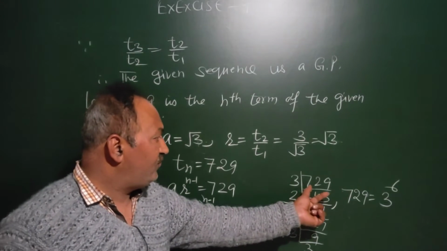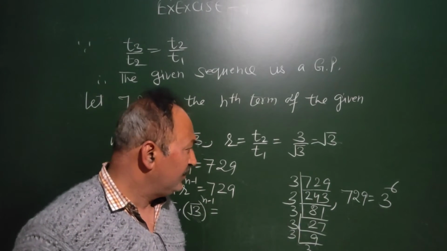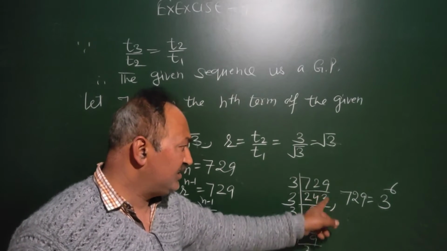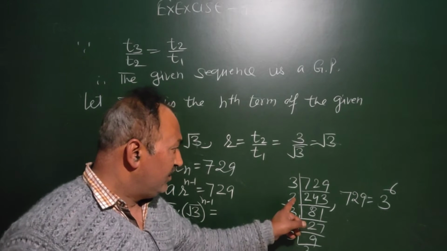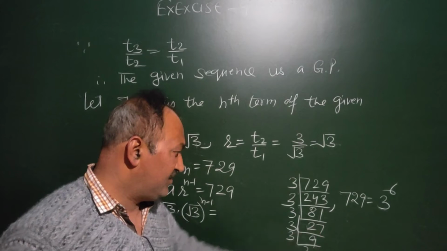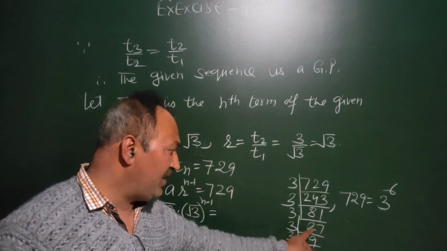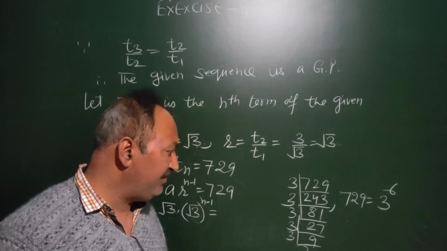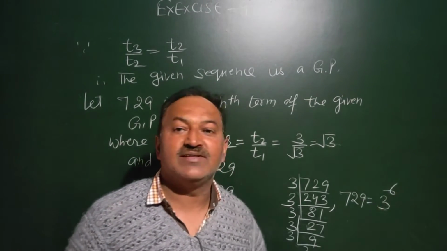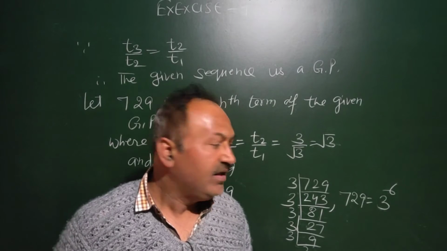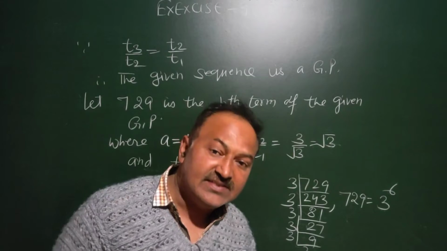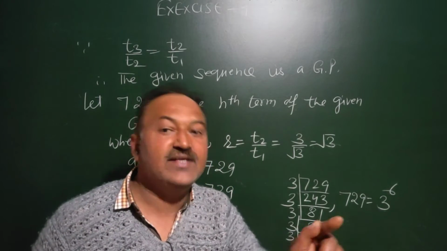Taking the factors of 729: 3 2 is 6, 3 4 is 12, 3 3 is 9, 3 8 is 24, 3 1 is 3, 27. Again 3 is also a factor, 9 3 is 27, 3 3 is 9, so 729 is equal to 3 raised to power 6. And in terms of root 3, 3 raised to power 6 can be written as root 3 raised to power 12.